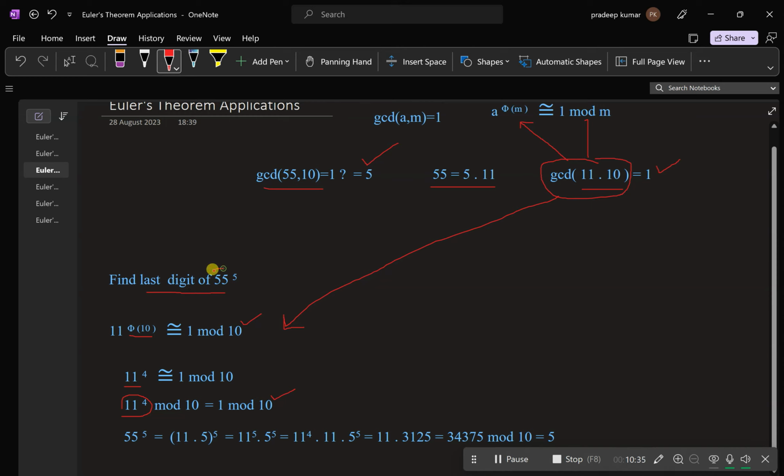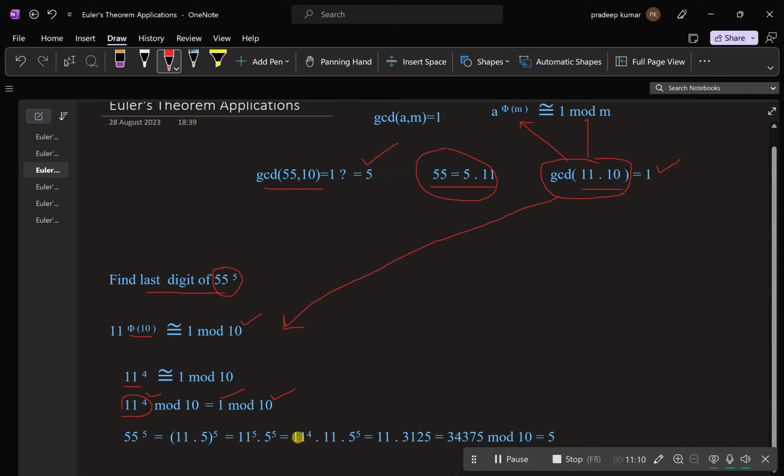Now the question is, I know the answer for 11 to the power of 4. But what question have they asked? 55. So we are nowhere near, isn't it? Now you will know why I expressed 55 like this. How can I express 55? 11 into 5 is 55, whole power 5. Now if I individually break it, 11 to the power of 5 into 5 to the power of 5. Now, how can I express 11 to the power of 5 in terms of 4? Because I know the answer for 4. So 11 to the power of 5 is 11 to the power of 4 into 11. What is 11 to the power of 4? The answer I know, it is 1.